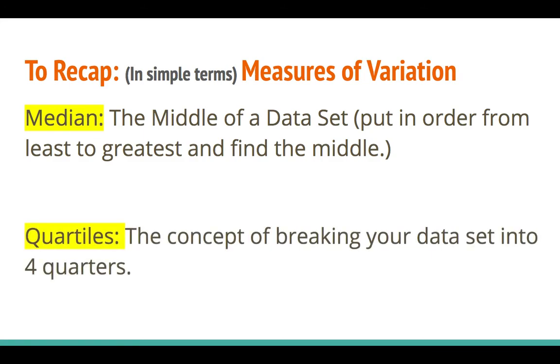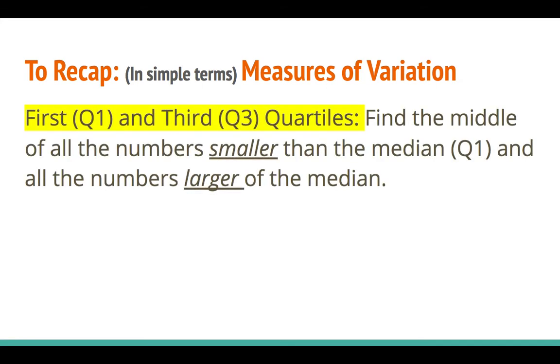Quartiles is the concept of breaking your data set into 4 quarters. Q1, the first quartile, and Q3, the third quartile. That's where you find the middle of all the numbers smaller than the median. That's Q1. And you find the middle of all the numbers larger than the median. That's Q3.